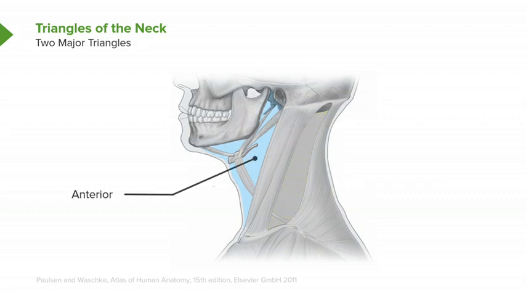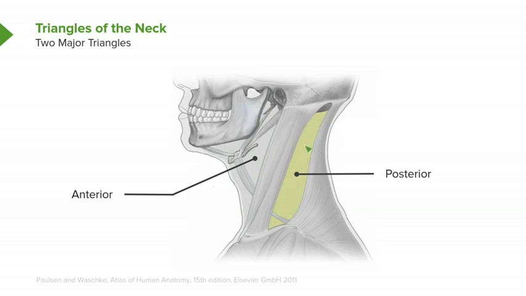Because of their anatomic relationships, the one in blue is referred to as the anterior cervical triangle. The muscle that we see here as a major boundary is the sternocleidomastoid, and it will separate this anterior triangle from the one that lies posterior.